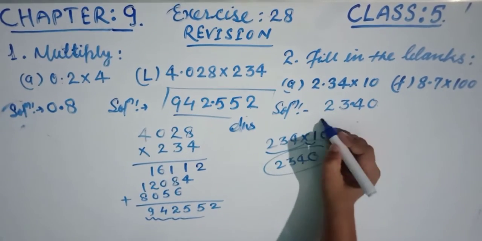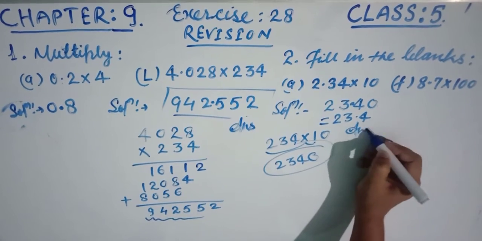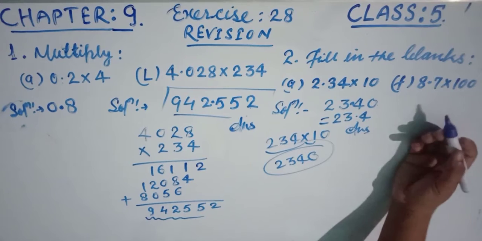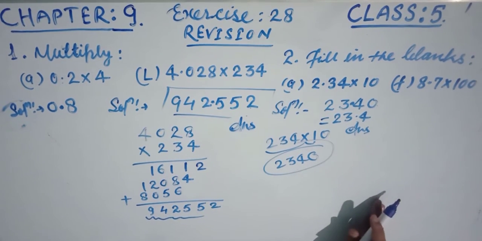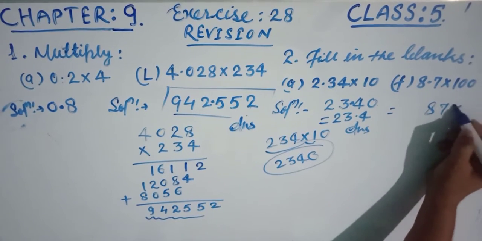23.40, or we can say 23.4. Okay. Now see, come to part F: 8.7 multiplied by 100, friends. Now we have to multiply first 87 multiplied by 100.